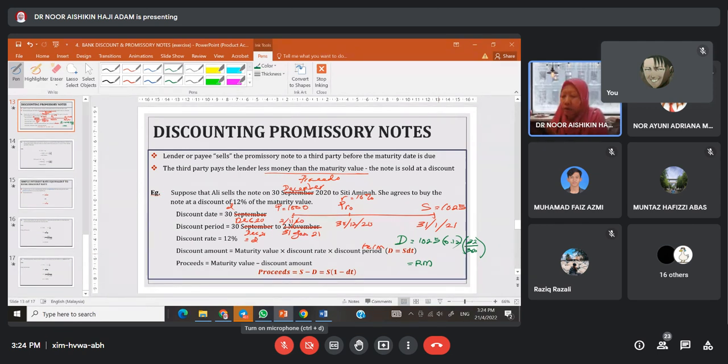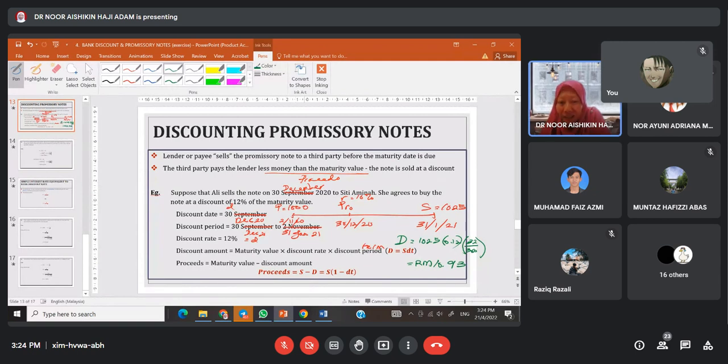Times 0.12 times 32 over 360. Sikit je. 10 ringgit 93 sen. 93 sen. So Aminah tu orang tengah lah. Siapa orang tengah? Aminah. Dia Ali, Aminah, Abu.